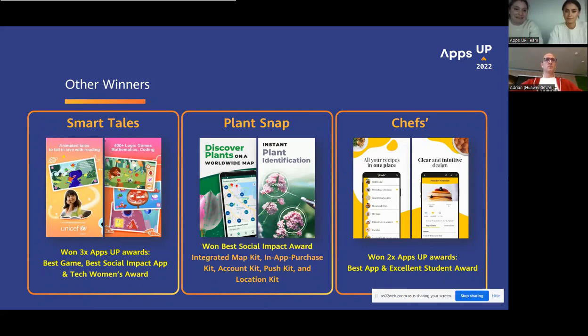Then we have PlantSnap, which won the Best Social Impact Award. That's the app where you take a photo of whatever bush or flower or tree, and it will tell you what flower or tree or bush that is. They integrated machine learning kit, in-app purchase kit, account kit, push kit, a whole bunch of different kits. And yeah, they did really well last year.